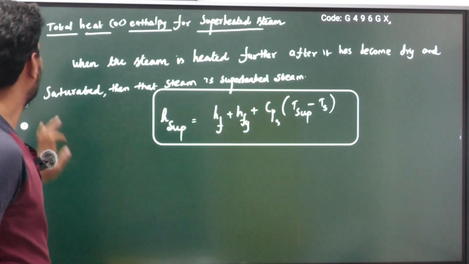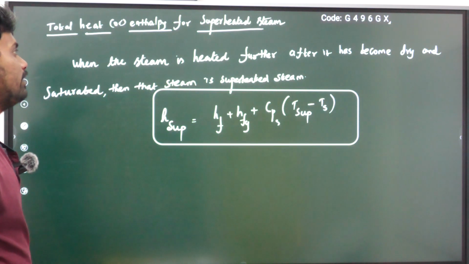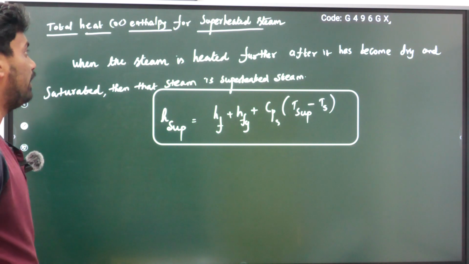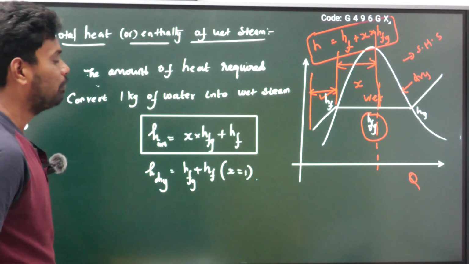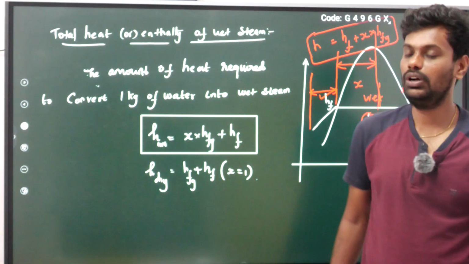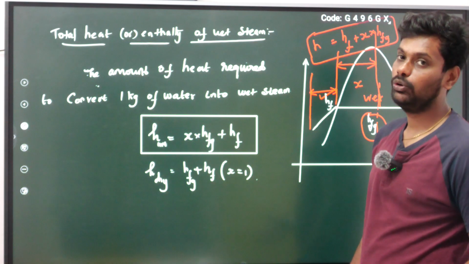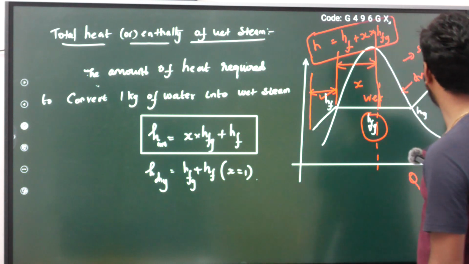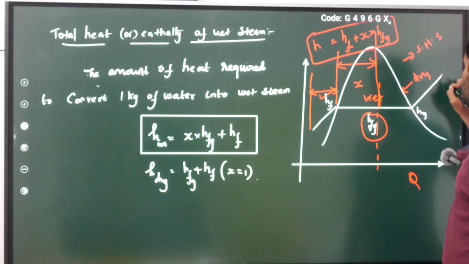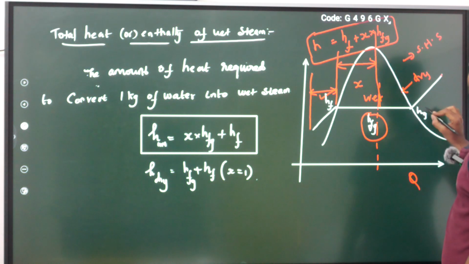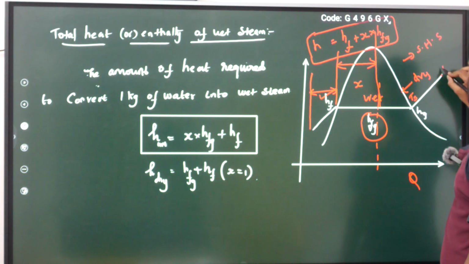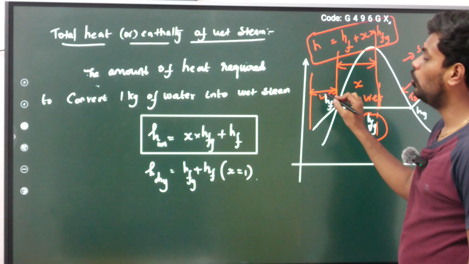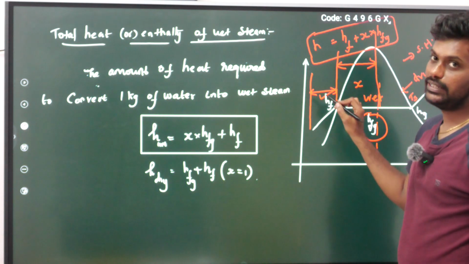Okay, next, total heat or enthalpy for superheated steam. So wet steam, dry steam we have seen. Next we are coming to total heat for superheated steam. Now you see the same diagram. I want to find out how much heat or enthalpy is required for converting the water into superheated steam. So this is the superheated area up to here. This is the saturation temperature, and this is the superheated temperature of the steam, and I am going to find out the enthalpy for superheated steam.